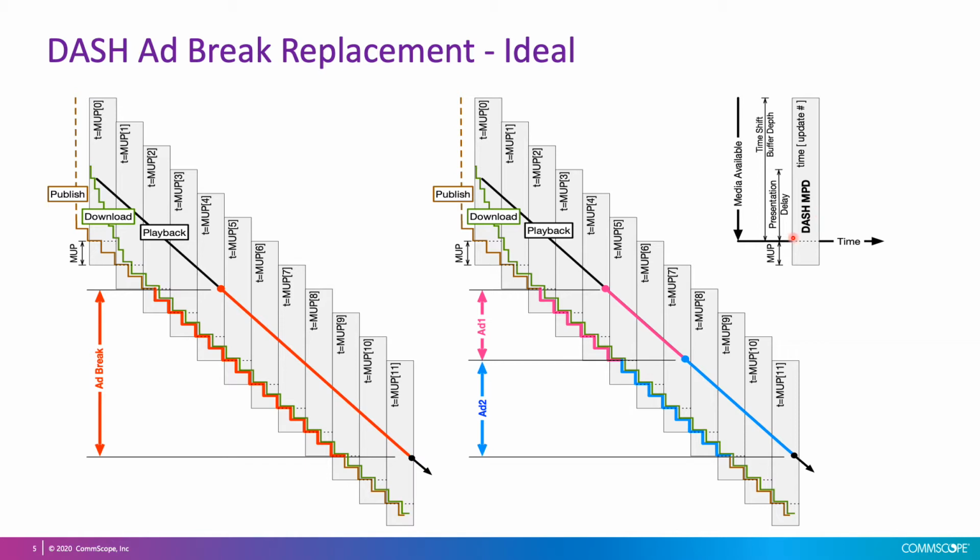So at this point here, the depth here is called the time shift buffer depth, are the segments from the past. The point right here is a presentation delay where a client would start rendering in this past buffer and start downloading. And this point right here is called the MUP, or the minimum update period. And that's really significant for the discussion today.